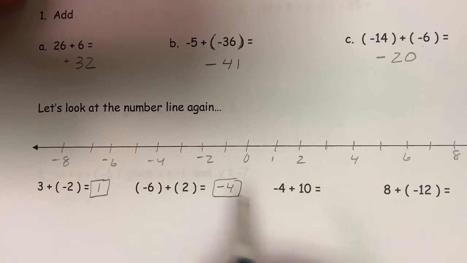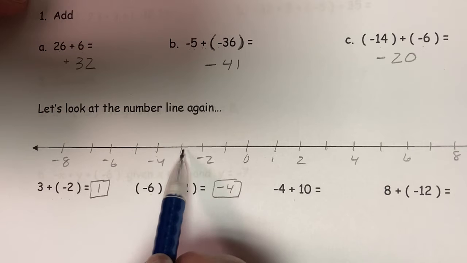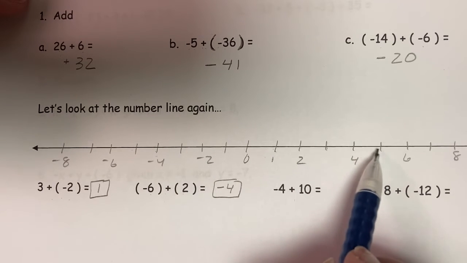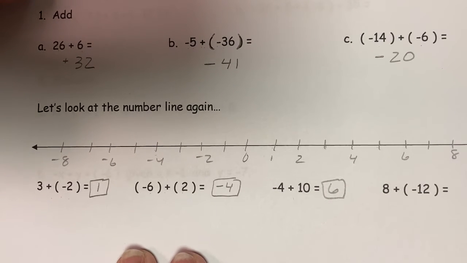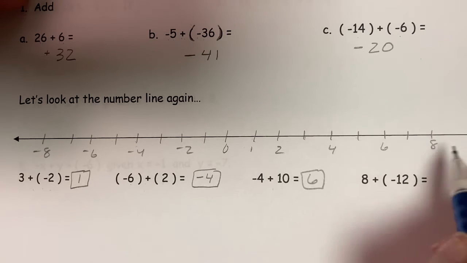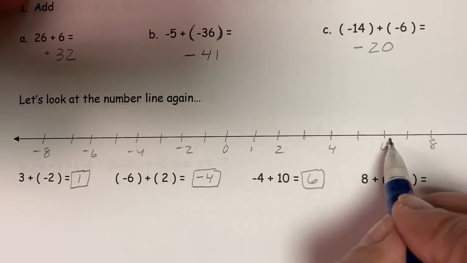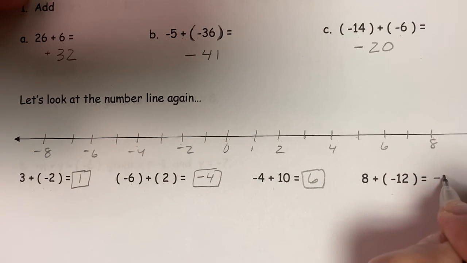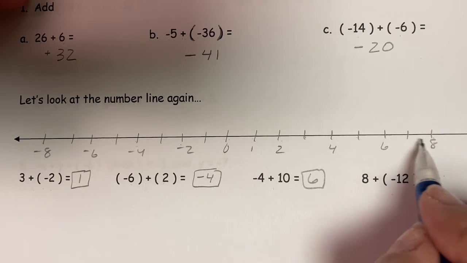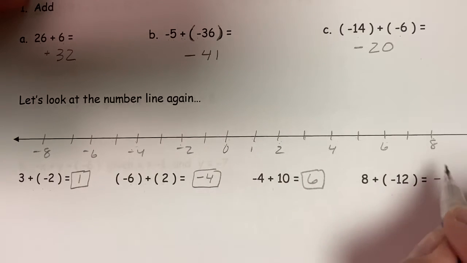Negative 4 plus positive 10, I'll start off at negative 4. Since I'm adding a positive, I'm going to go to the right. 1, 2, 3, 4, 5, 6, 7, 8, 9, 10 spaces. You can see I end up at positive 6. 8 plus negative 12. If I start off at 8, this time I'm adding, but I'm adding a negative. So I'm going to go to the left, 12 spaces. Let's try that again. 8 plus negative 12. 2, 4, 6, 8, 10, 12. I end up at negative 4.